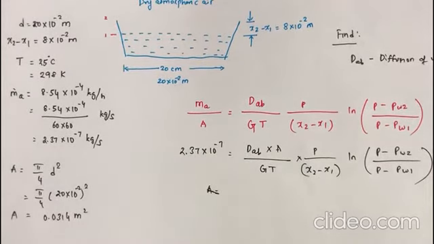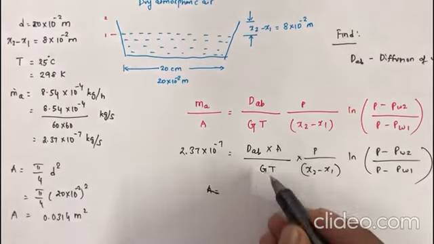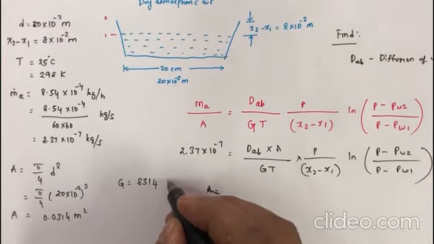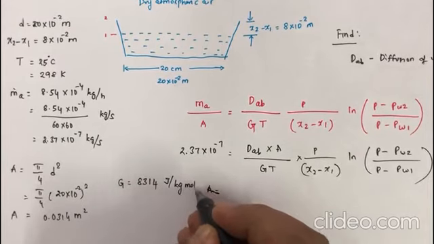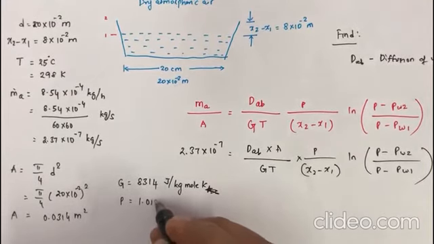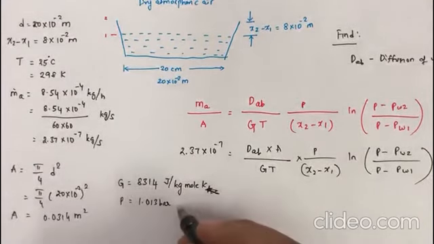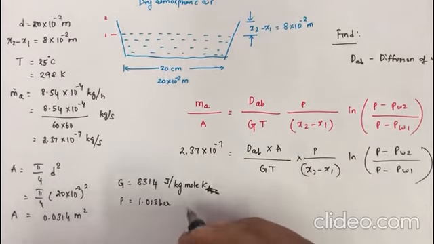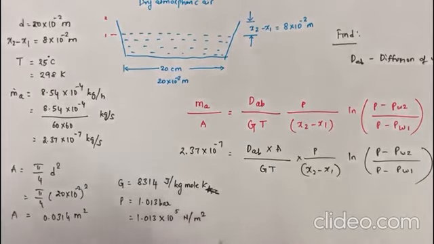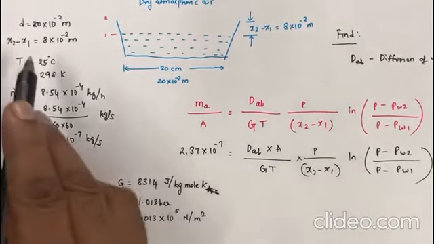Now the value of G is a constant: it is 8314 joule per kg mole Kelvin, and the total pressure P would be 1.013 bar. It is given as 1 atmosphere, which is 1.013 bar. Bar is not allowed to be substituted; it has to be converted to SI units. So 1 bar is 10 power 5 Newton per meter square. So this would be the total pressure. And x2 minus x1 is already given in the problem.